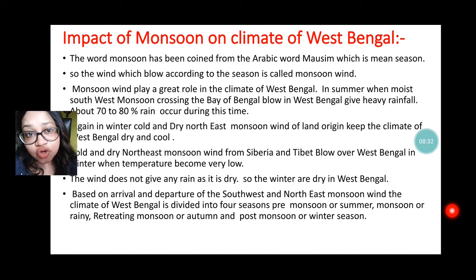Okay, based on the arrival and departure of the southwest and northeast monsoon winds, the climate of West Bengal is divided into four seasons. Pre-monsoon, that is known as summer season, monsoon, that means rainy season, retreating monsoon, that means autumn, and post-monsoon, that means winter season. Okay, so this is the impact of the monsoons on the climate of West Bengal.